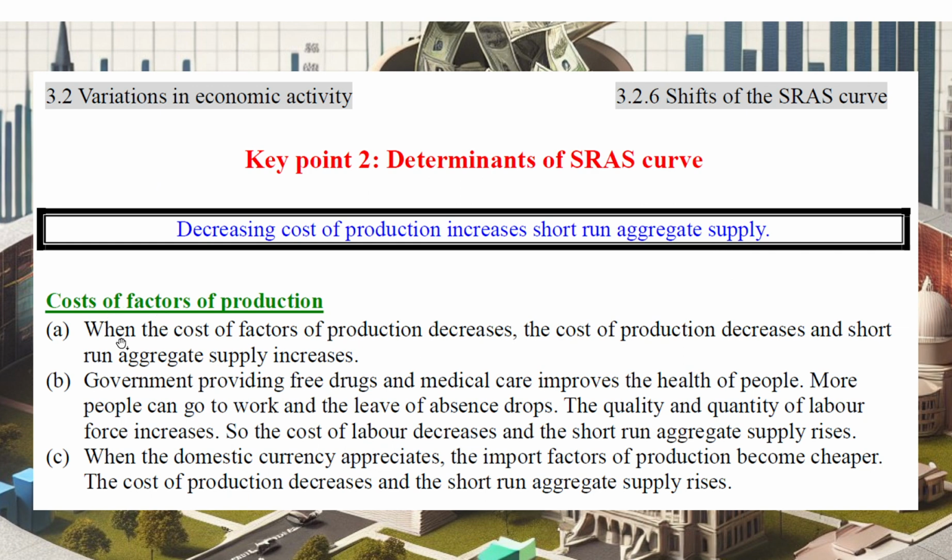When the cost of factors of production decreases, the cost of production decreases, and the short run aggregate supply increases. Very straightforward, right? For example, the government can do something: providing free drugs and medical care improves the health of people.